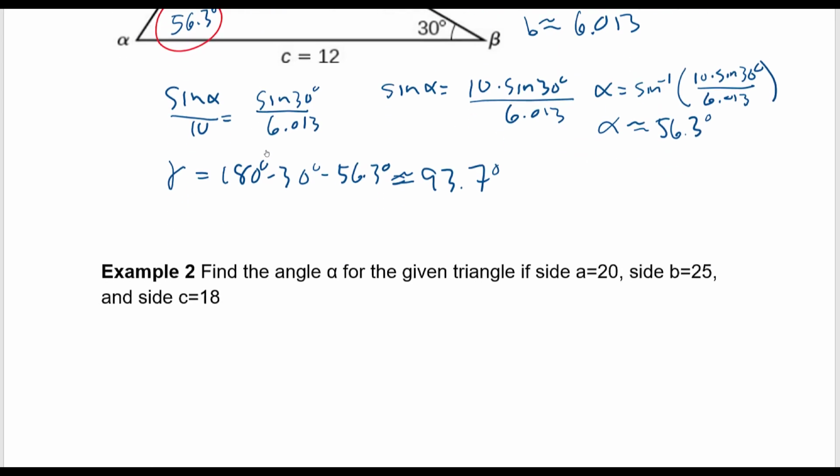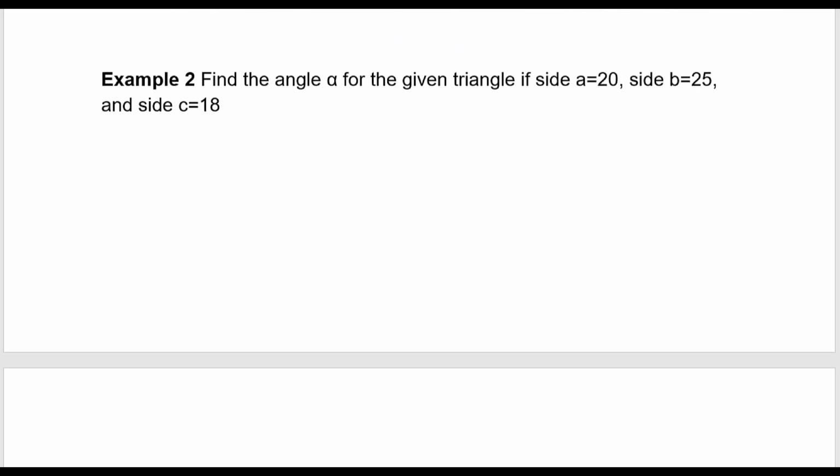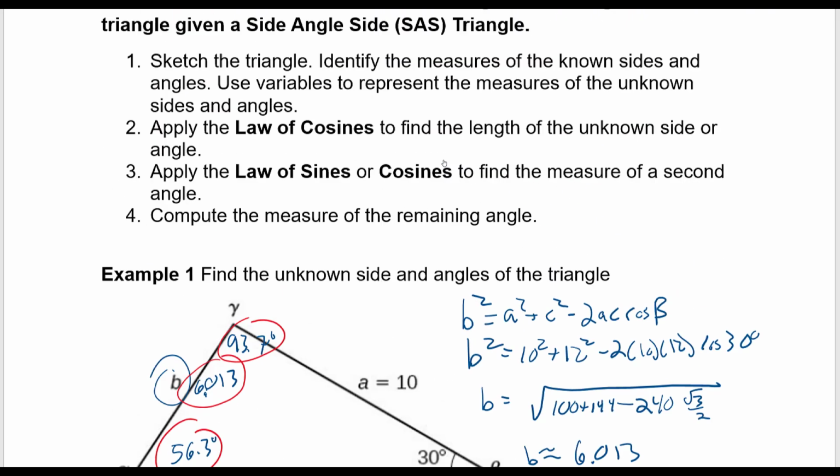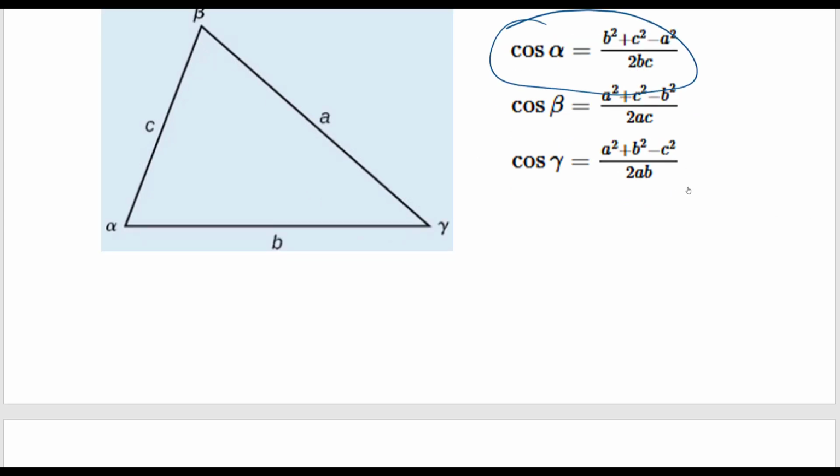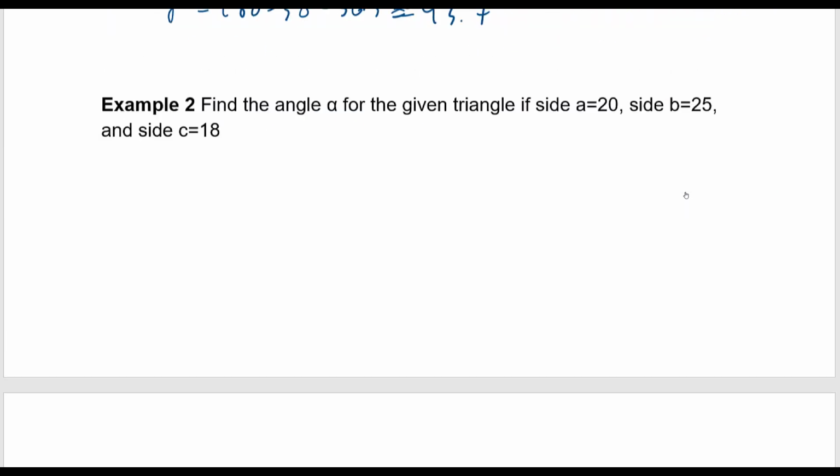Okay. Let's look at another one of these. Let's find the angle alpha for the given triangle with the side a equals 20, b equals 25, and c equals 18. So we could go back up and use that other formula that started with the alpha part. So like if we were to go back up here, we could use this formula right here without drawing the whole triangle. So all we have to do is find alpha.